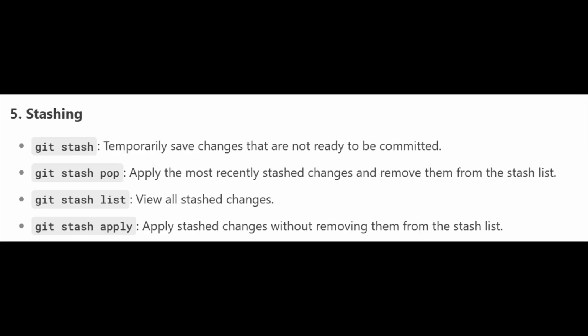Stashing. git stash: temporarily save changes that are not ready to be committed. git stash pop: apply the most recently stashed changes and remove them from the stash list. git stash list: view all stashed changes. git stash apply: apply stashed changes without removing them from the stash list.